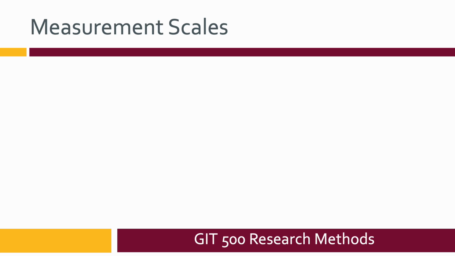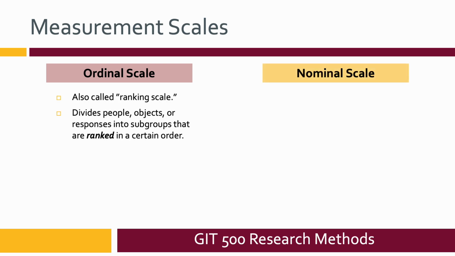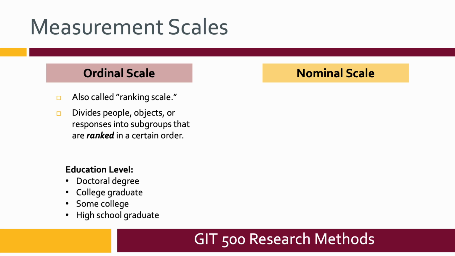Okay? Another way to think about variables is how are they measured? And we measure them in research using measurement scales. We have the ordinal scale and the nominal scale. The ordinal scale is also called a ranking scale. It divides people, objects, responses, whatever it is you're gathering into subgroups that are ranked in a certain order. So you might ask a question about someone's education level, and the scale that is used here starts from high to low. So doctoral degrees, college graduate, some college, high school graduate.